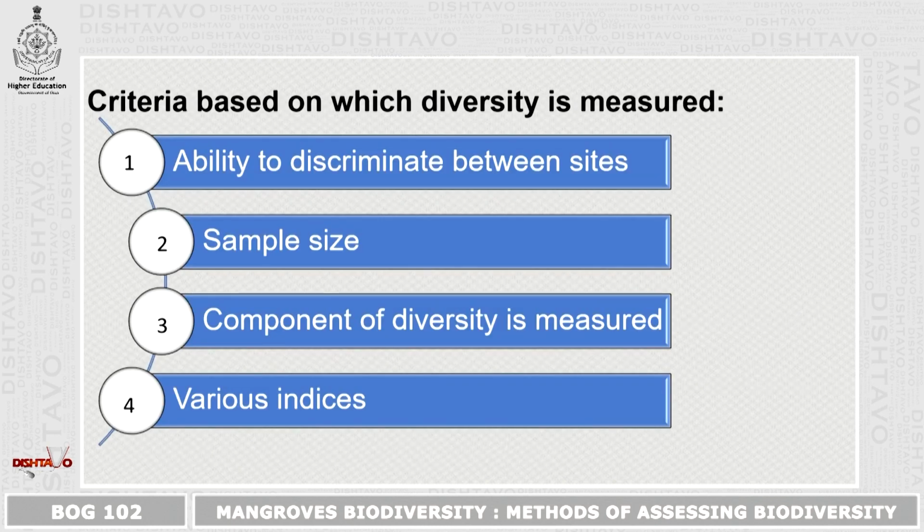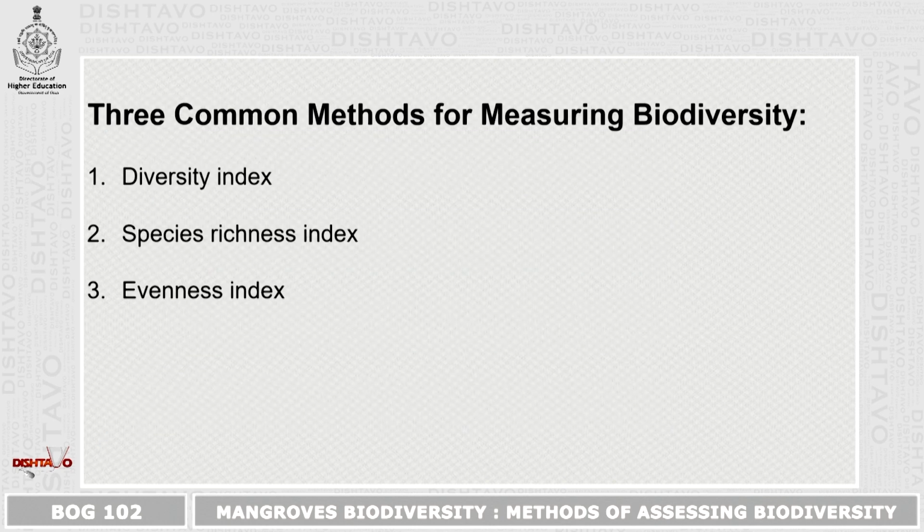Criteria based on which diversity is measured. There are 4 criteria. First one is the ability to discriminate between the sites. Then there is sample size. Then there is the component of diversity in which it is measured. And fourth are the various indices. Three common methods of measuring biodiversity are the diversity index, the species richness index, and the evenness index. Let's go in detail one by one.